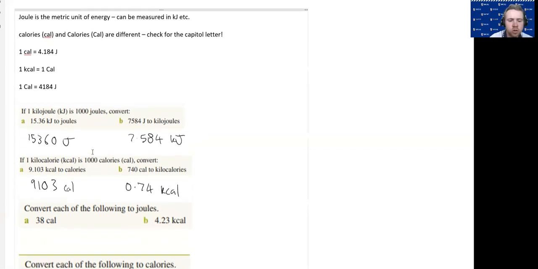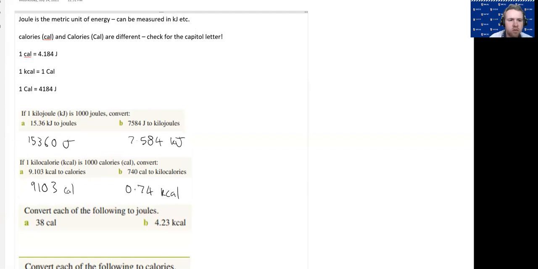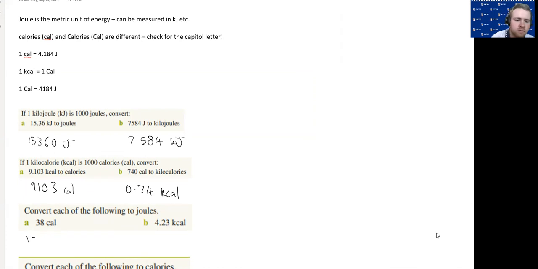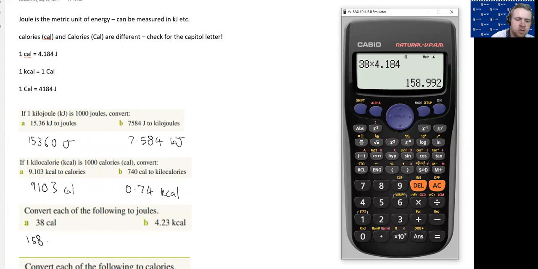Okay, converting to joules, we've got to use our 4.184 magic number. So 38 times 4.184 gives us that many joules. So 158,992 joules.